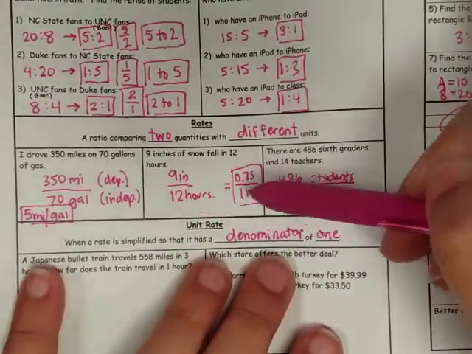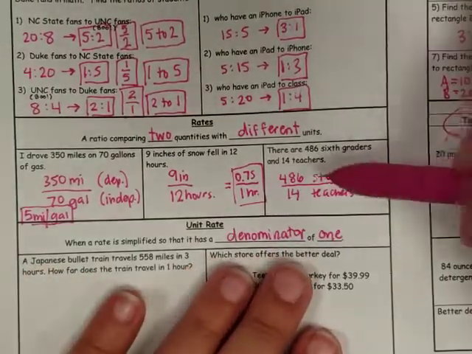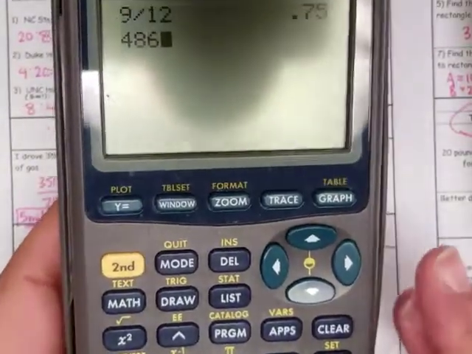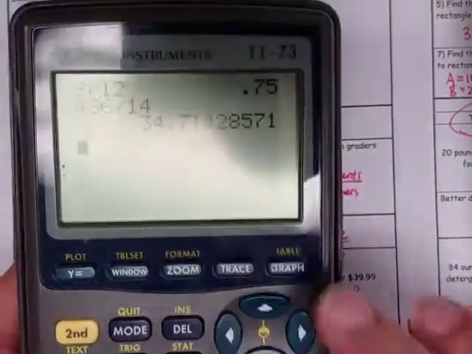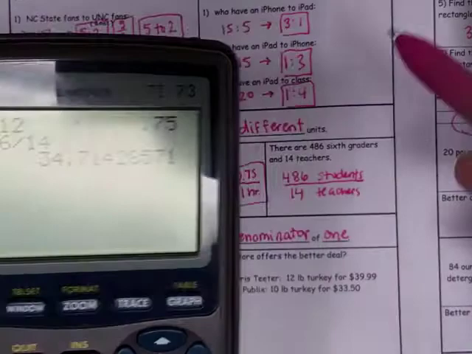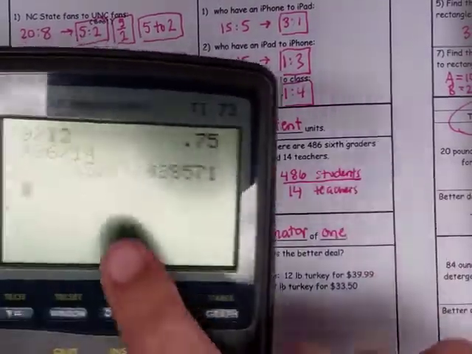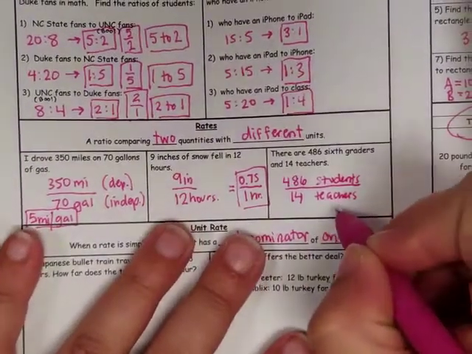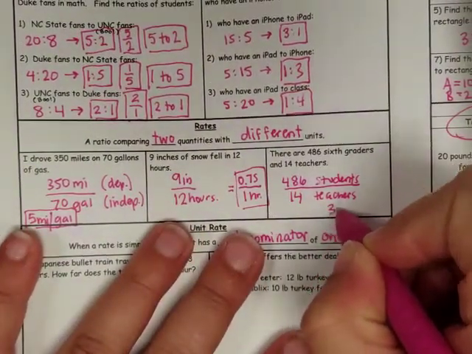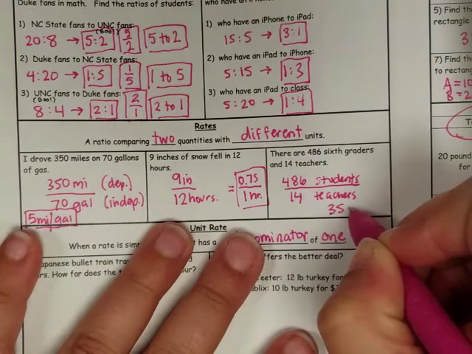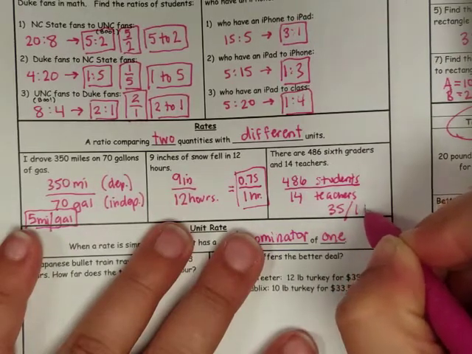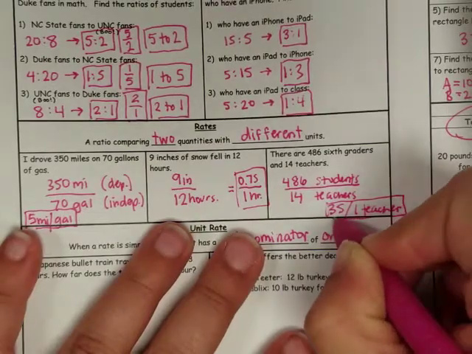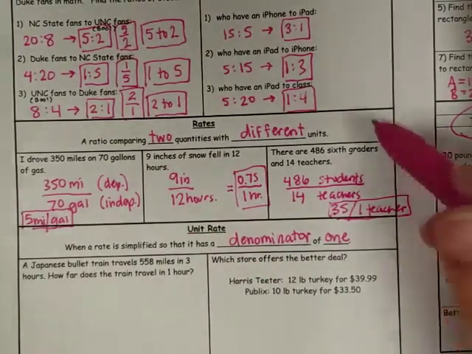This is just a rate. This is a unit rate. This is a little bit more special. And then here, 486 students for 14 teachers. So 486 divided by 14. And we get, did I do that right? 486 for 14. So you get about 34.7 students. Well, we're going to go ahead and make that, we'll just say 35. So we round to a nice whole number. So 35 students per 1 teacher. Okay. So those are finding unit rates.